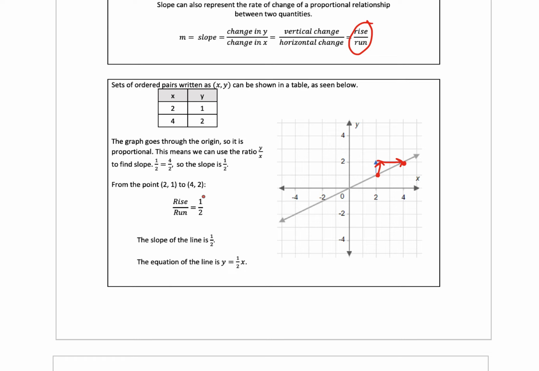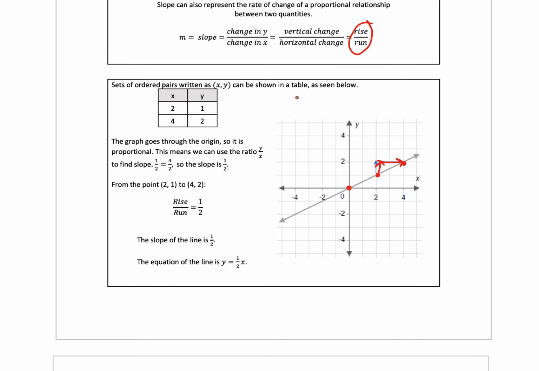So our rise was 1 and our run is 2, and that's the most simplified we can make that number, so that would mean that the slope of this line was 1/2. The equation of the line would then be y = 1/2 x. This graph was proportional because it went through the origin at (0, 0).